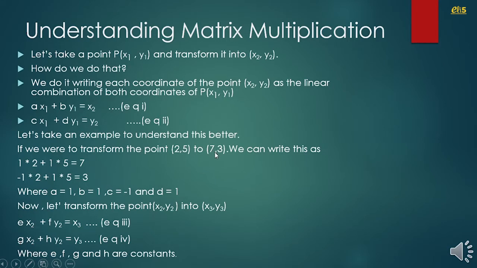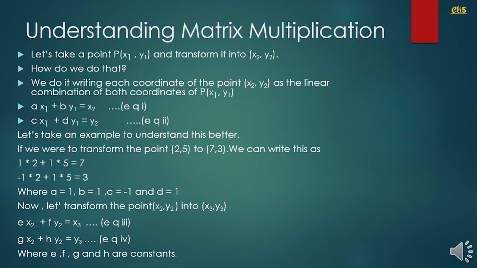So how do we do that? We know that 2 plus 5 is 7. So 1 times 2 plus 1 times 5 is 7, where 1 and 1 are constants, and 2 and 5 are the coordinates of the point that we are transforming, and 7 represents the x coordinate of our transformed point. Similarly, for 3, how do we write 3 in terms of 2 and 5? It is just negative 1 times 2 plus 1 times 5, where negative 1 and 1 are constants.